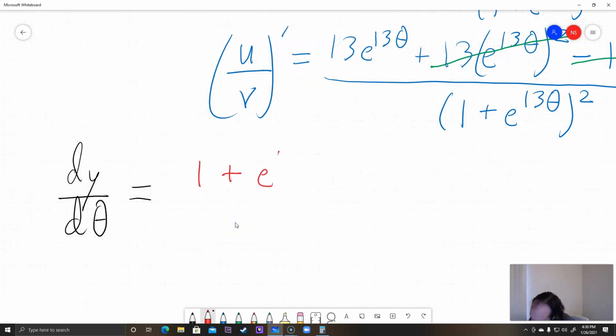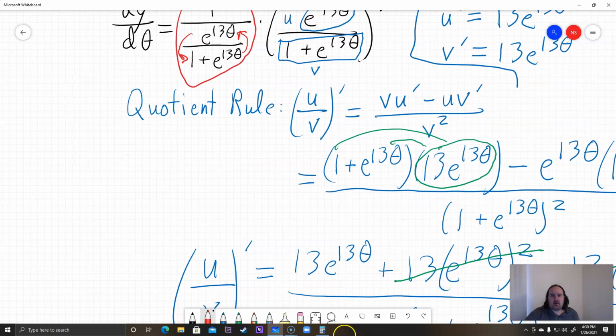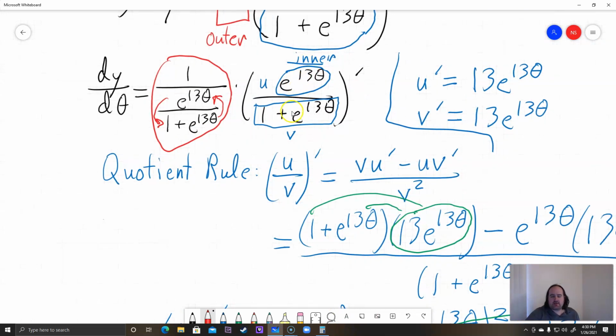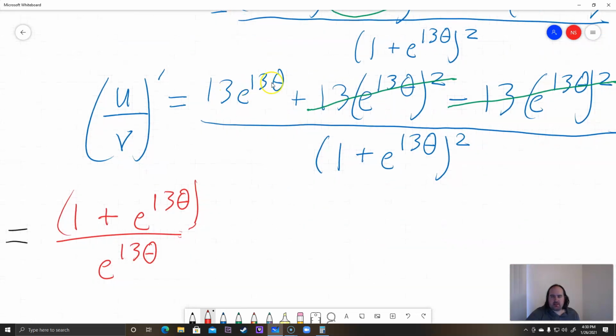1 plus e to the 13 theta over e to the 13 theta. That's our outer function, so I'll do that in red just so that you can see it. And then the derivative of our inner function was that huge thing that we just did in blue for the quotient rule. So everything canceled out, and then we got 13 e to the 13 theta over 1 plus e to the 13 theta quantity squared.